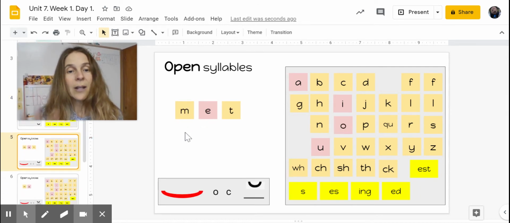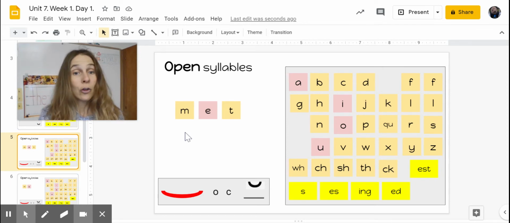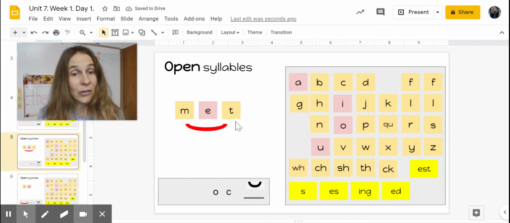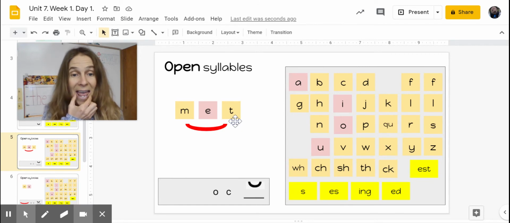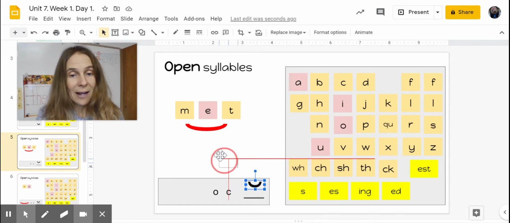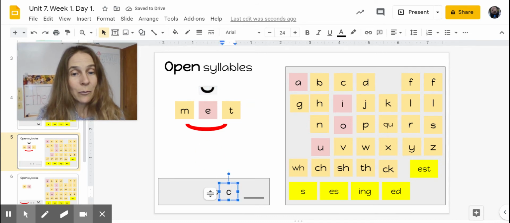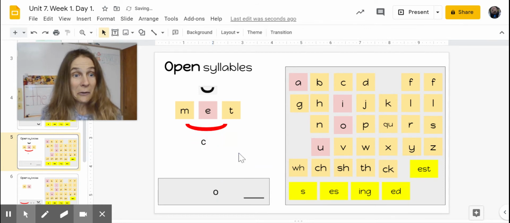Here is the word met. So I've got one vowel. It's going to be one syllable. My vowel is closed in by a consonant, right? It's blocking the E, so my E is making the short sound, eh. So my sound is going to be short for my vowel, and my syllable is going to be a closed syllable. Is that correct? Yes, this is correct.